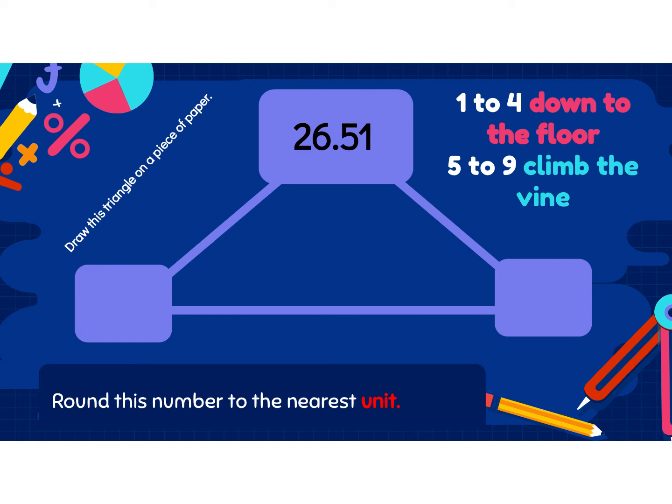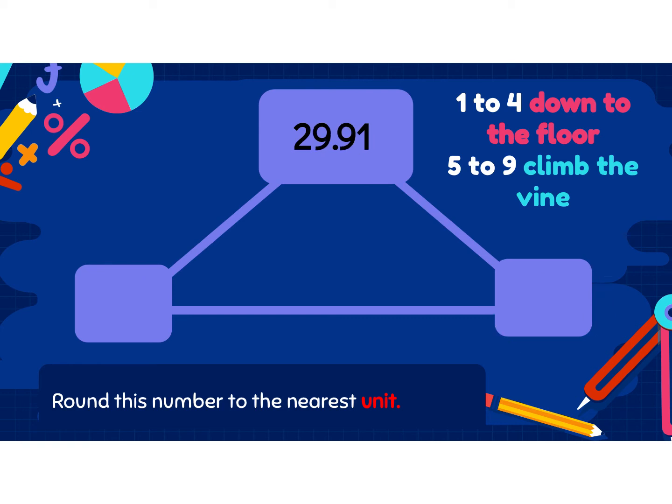We're looking at 26.51. This is our bossy number if we're rounding to the nearest unit. We know that 5 is between 5 and 9, so we round up. So this is going to be, is it closer to 26 or 27? We don't round down to 25. That makes no sense. So we would round this one up to 27.